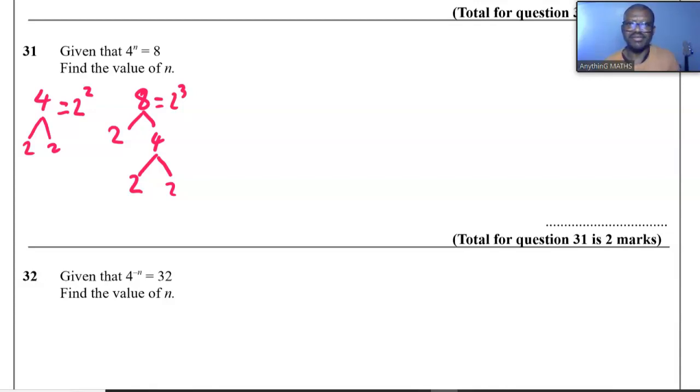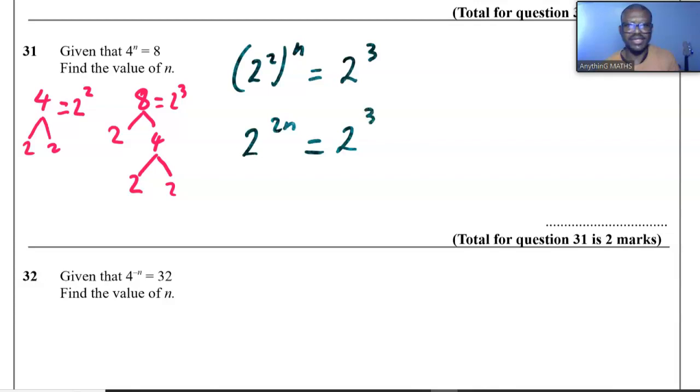And as a result, we can do some adjustment to the question. We can write, instead of 4, 2 raised to the power 2, all raised to the power n. And instead of writing 8, we write 2 raised to the power 3. By the law of indices, we can also write 2 raised to the power 2n should be equal to 2 raised to the power 3. This is equal to that. So 2n should be equal to 3.